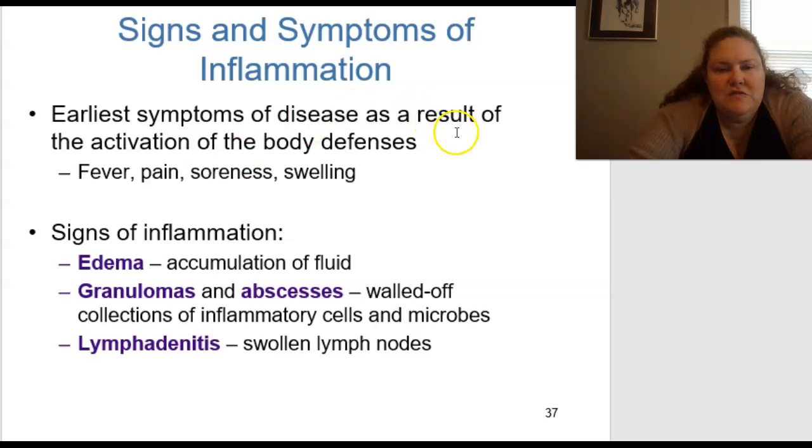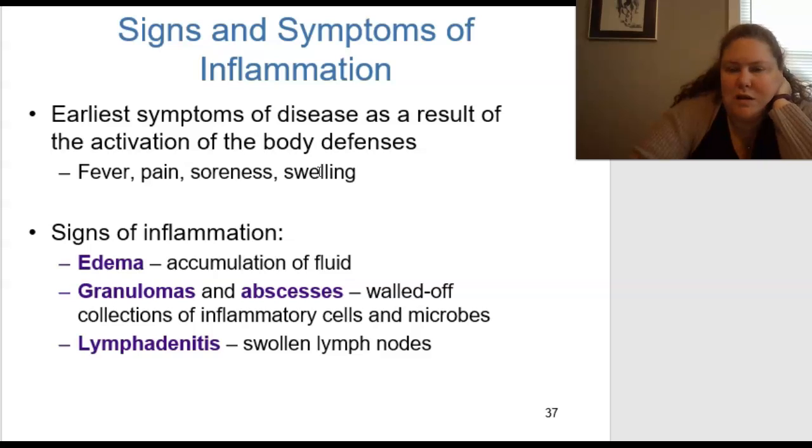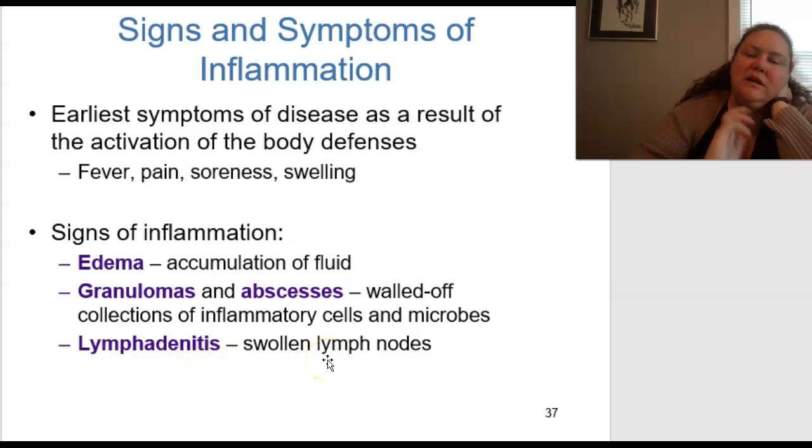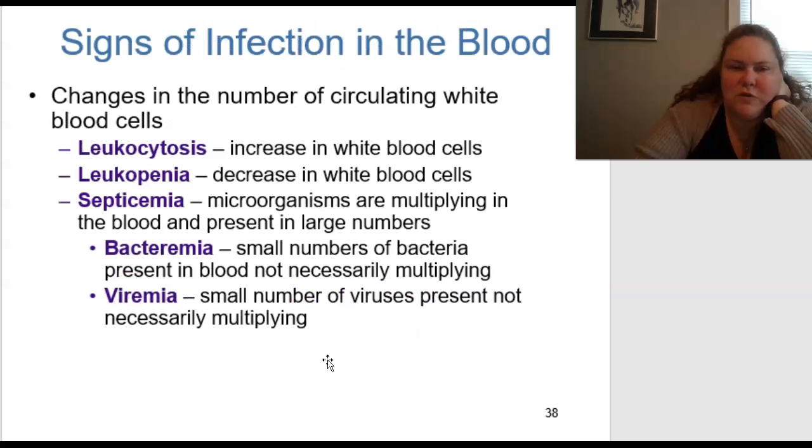So the earliest signs of the disease are a result of the infection and the body's defenses, and these usually are going to be fever, pain, soreness, and swelling. So your body's like, yo, something's not right. Let's try to fix this, okay? And then there are signs of inflammation, such as edema or swelling, accumulation of fluid, granulomas and abscesses. And these are where we have walled off collections of inflammatory cells and microbes. And then also lymphadenitis, and this would be like your swollen lymph nodes, when you can feel, for instance, your neck and you can feel a swollen lymph node.